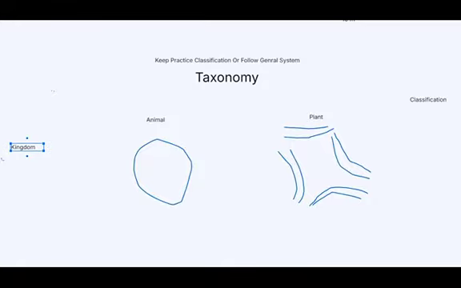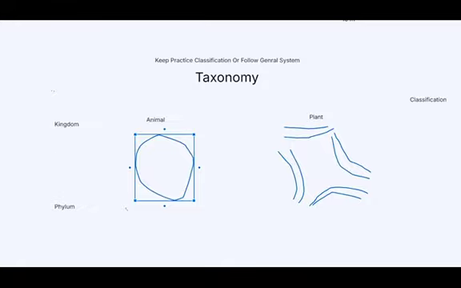We take the first letter from this phrase, so we have K as kingdom, and then we have P, which is, anyone can help me? Phylum. Thank you so much. Okay, so we have phylum. Let's make it easier.